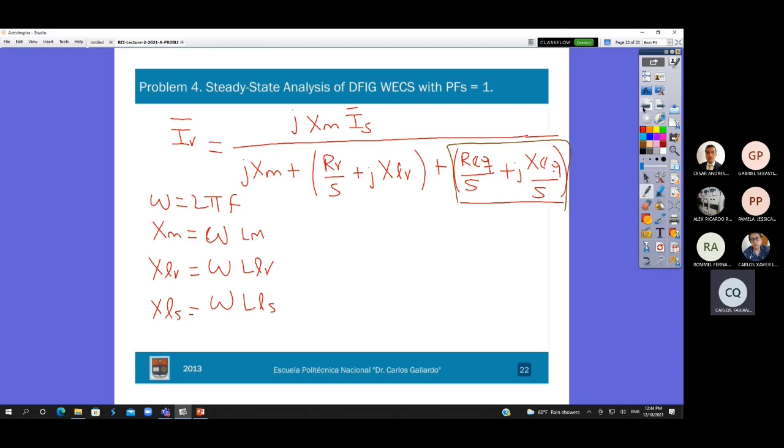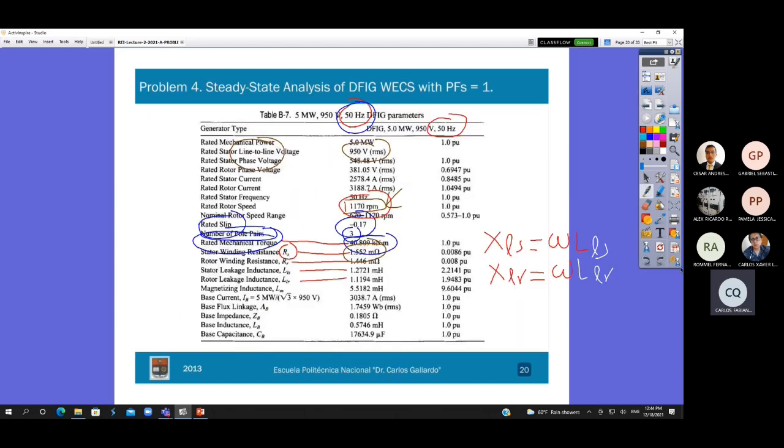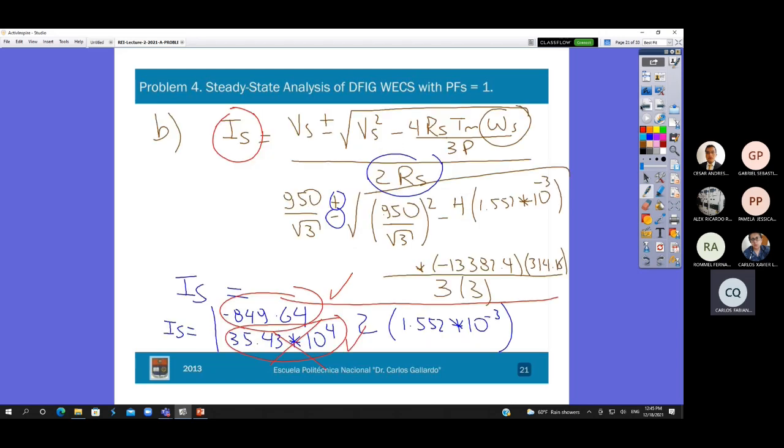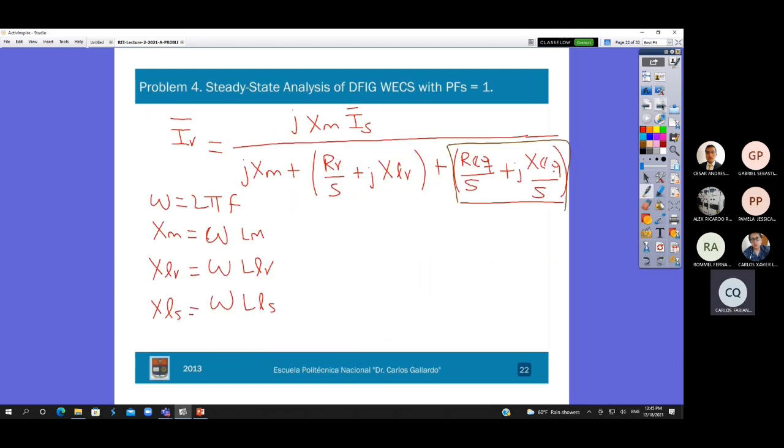Okay, so let's go back to the table. Here I will have the stator leakage inductance, the rotor leakage inductance, and the magnetizing inductance. The frequency of operation in this case is 50 hertz. Therefore, I am capable of computing these three reactances.